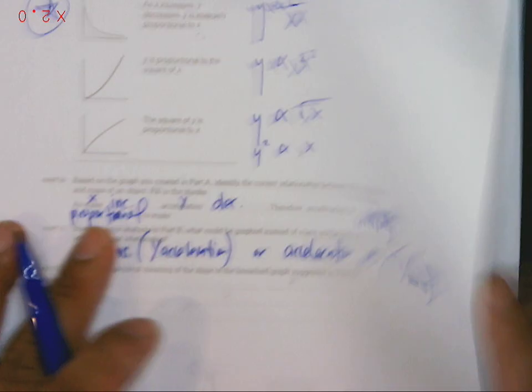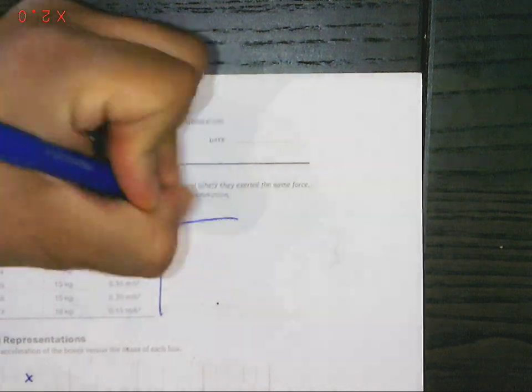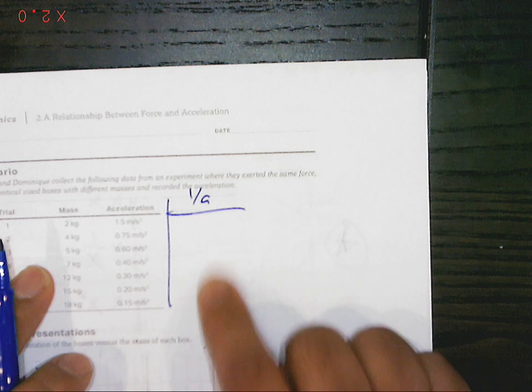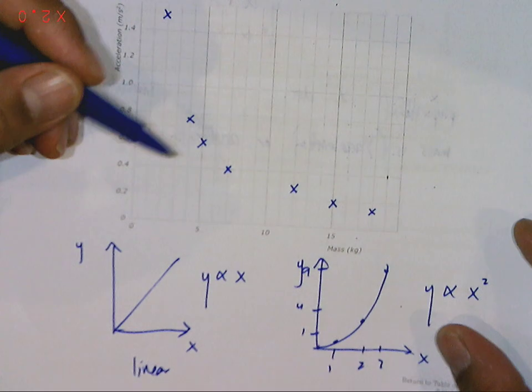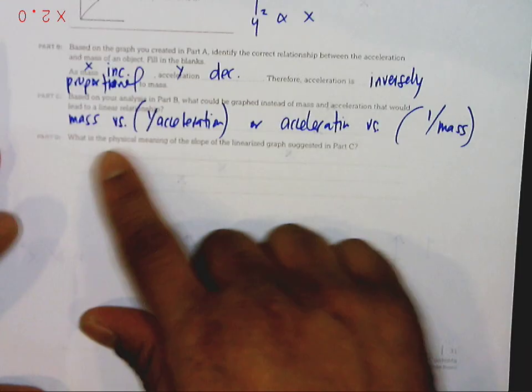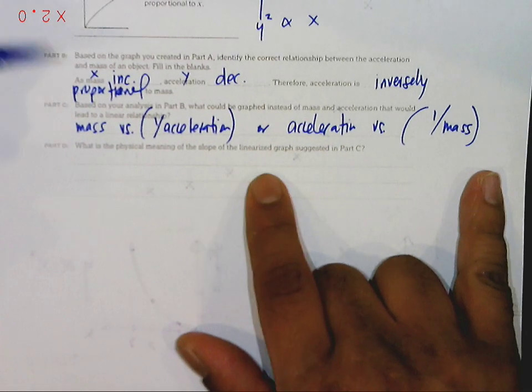And we have made these slight adjustments in the data table, like creating a new column that was 1 over a, and then taking these values for a and doing 1 divided by them, you got some new values, and then plotted this 1 over a versus mass. Then it would come out to have been a direct linear relationship, with the slope being that constant force F. So what is the physical meaning of the slope in the linearized graph part C?